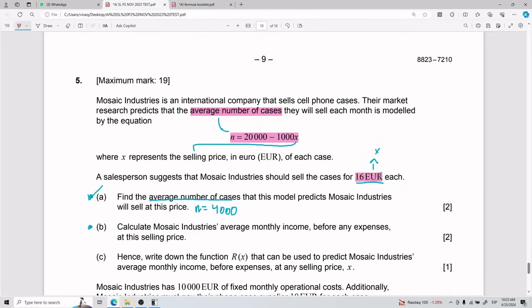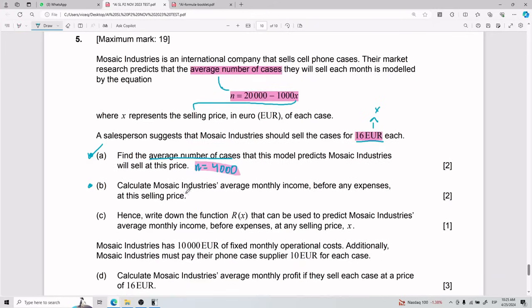At 16. And how many phones are you selling? 4,000. And so for part B, all you need to do is take the amount of phones that you have, multiply it by the price that you're selling them, and that will be your average monthly income.